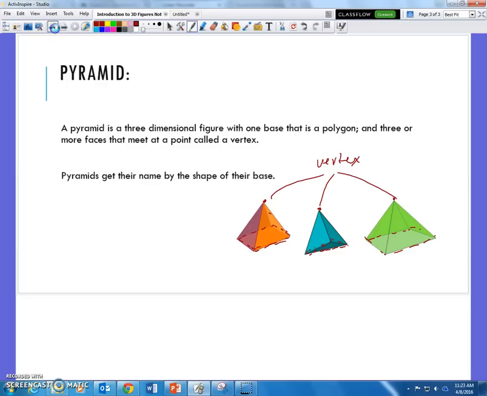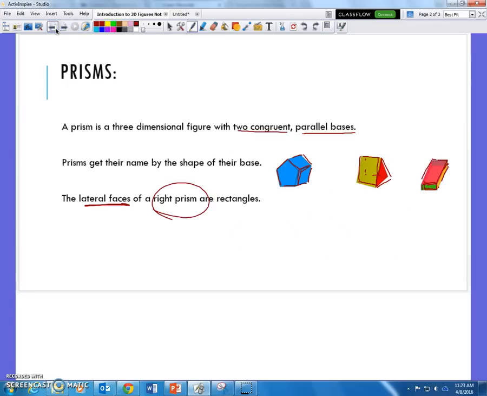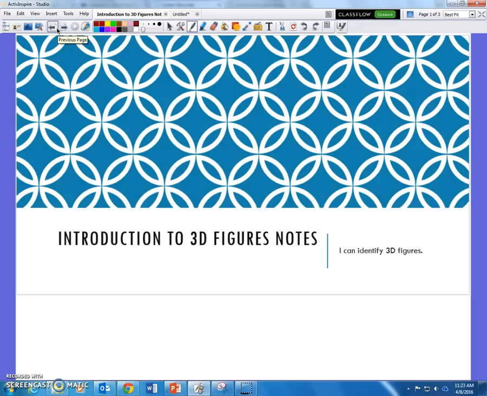Okay, so we have prisms, and we have pyramids. A prism's base is the one that is parallel or opposite to the exact same thing, not the one that it's sitting on. All right, and that's all the important stuff you really need to know about prisms and pyramids for today.